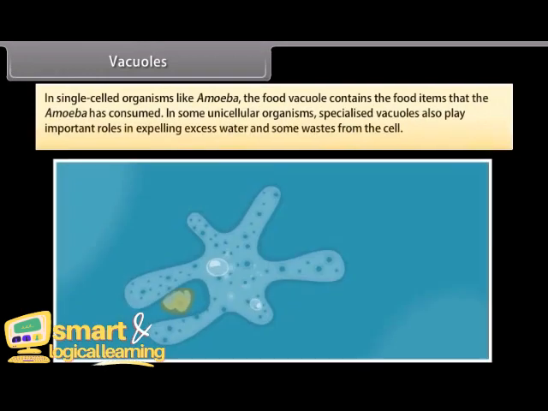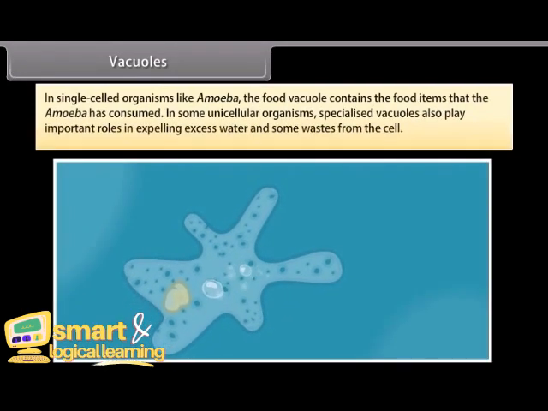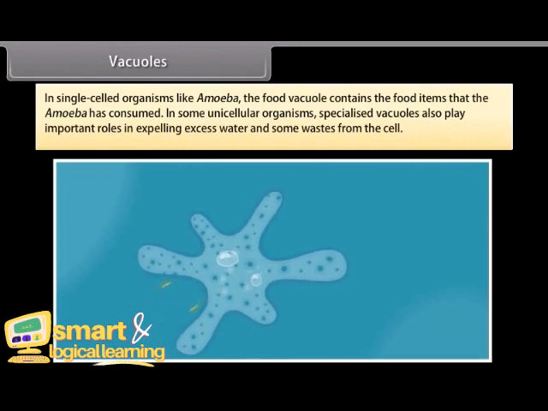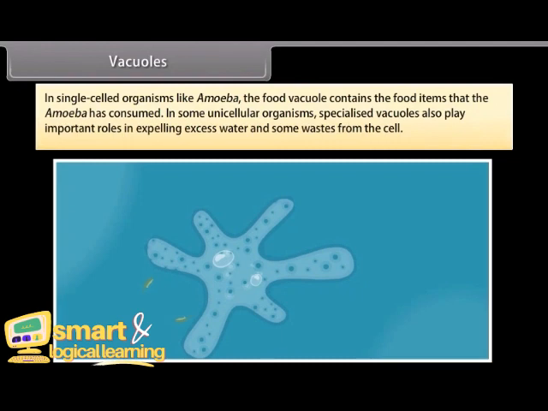In single-celled organisms like amoeba, the food vacuole contains the food items that the amoeba has consumed. In some unicellular organisms, specialized vacuoles also play important roles in expelling excess water and some wastes from the cell.